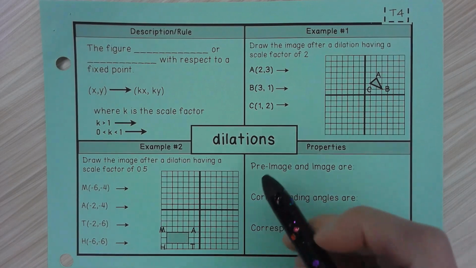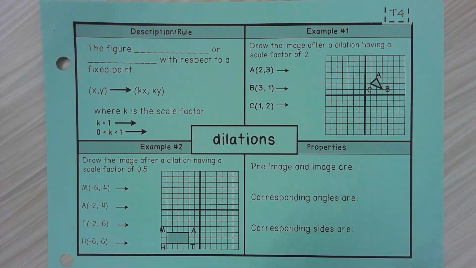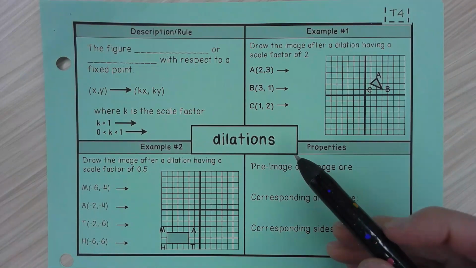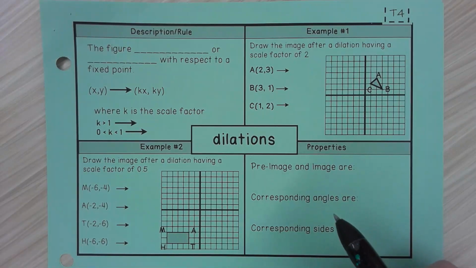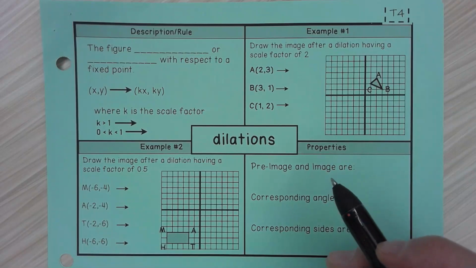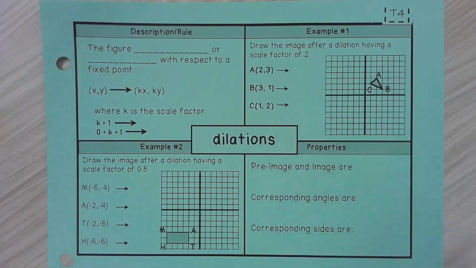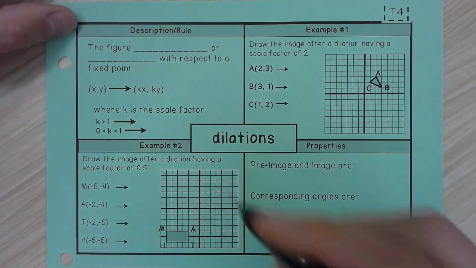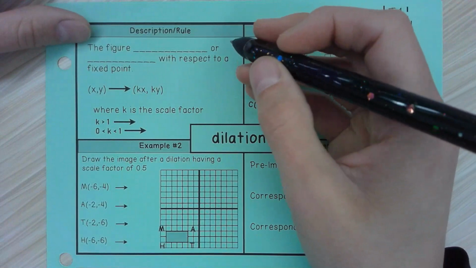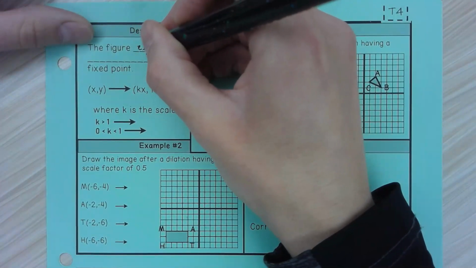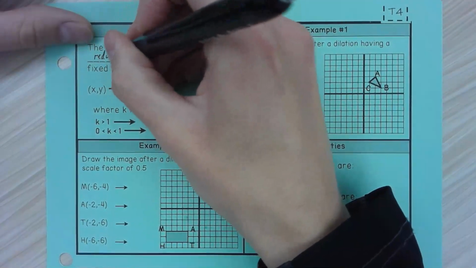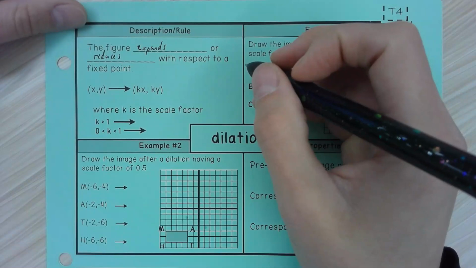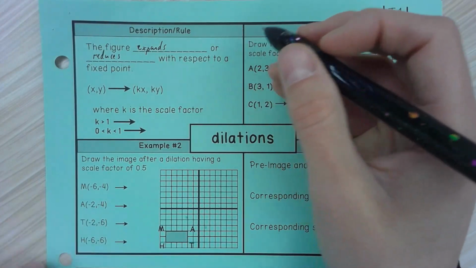On dilations. So our next transformation is the only one of our transformations that is not a congruence transformation. The rest of our transformations always resulted in an image that was the same size and shape as the pre-image. This one, though, the figure is expanded or reduced. The figure expands or reduces with respect to a fixed point.